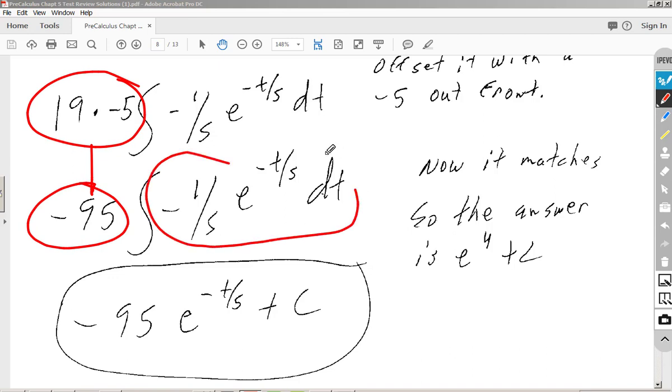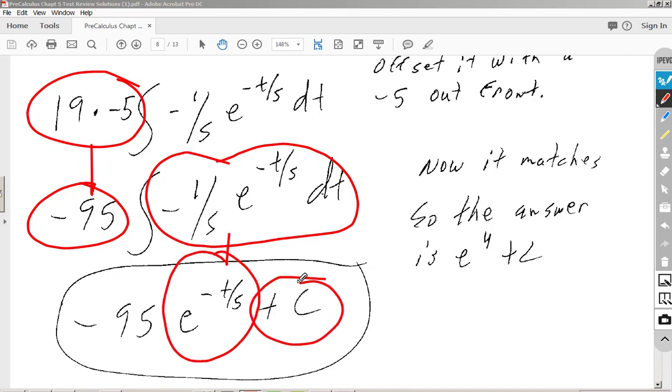So here's my e to the u prime. So since I have e to the u prime, my answer is just e to the u plus c. And then my constant stays constant up front. So my answer is going to be negative 95 e to the negative t over 5 plus c.